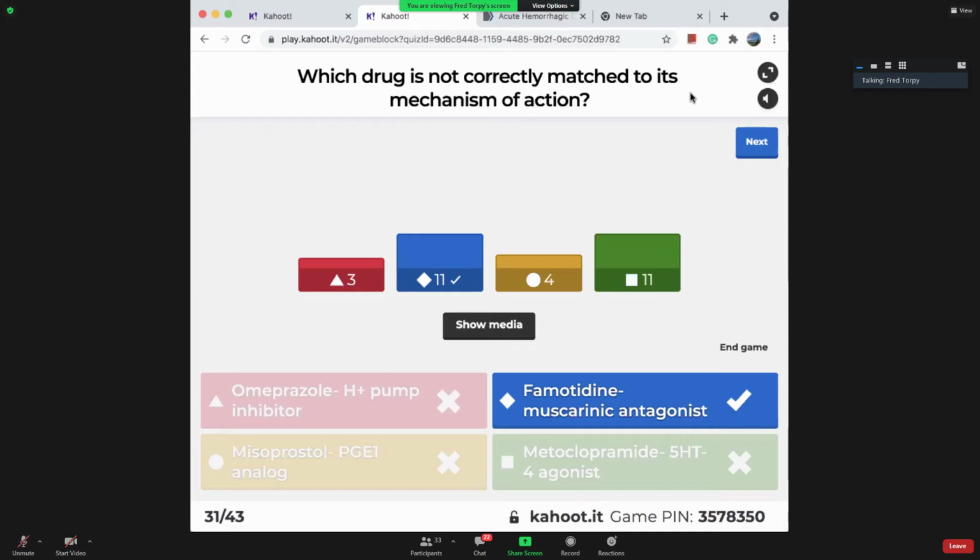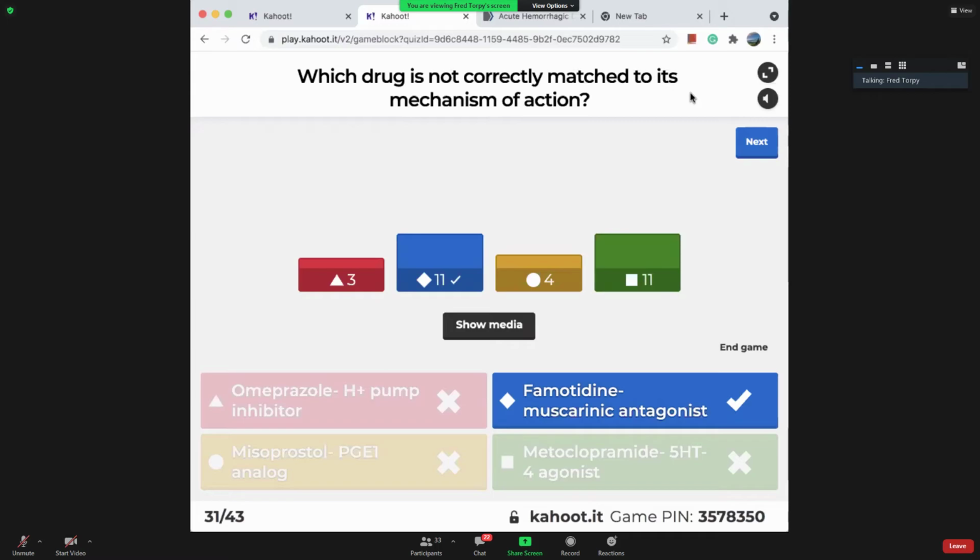So famotidine, does anybody know its mechanism? Histamine antagonist? Yeah, a histamine antagonist. So it's going to be blocking histamine, and histamine is a humoral mediator that causes increased acid secretion. That's why sometimes with mast cell tumors or other causes of high histamine, you can see gastric ulceration just because they produce so much acid.